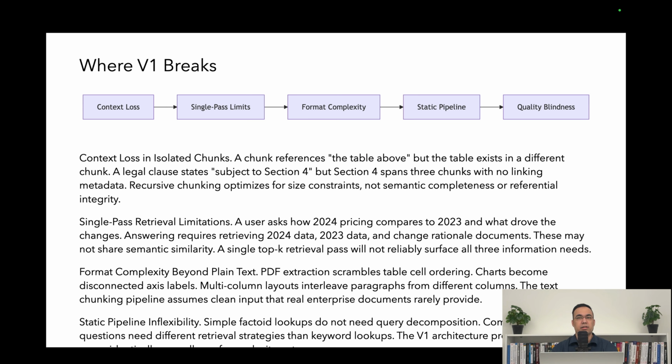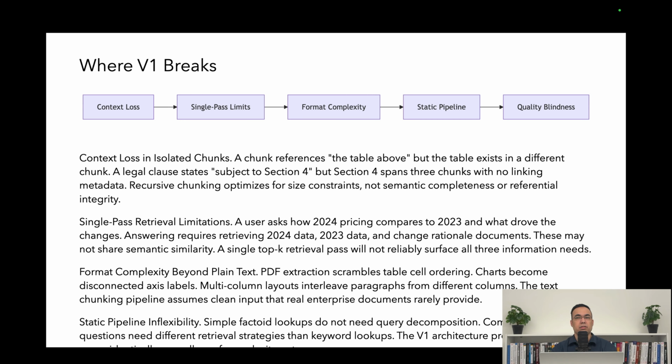The fourth failure category is static pipeline inflexibility. Simple queries do not need query decomposition. Complex queries, however, do need different strategies. The V1 architecture processes everything identically, but in the V2 video today, we'll explain how to address the other cases as well. The fifth failure category is quality measurement gaps.